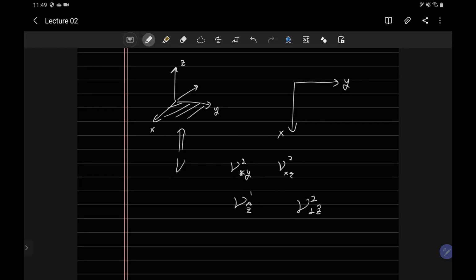So there are many different ways to define a subspace, and the subspace is also an essential concept in linear vector space, and also in quantum mechanics.